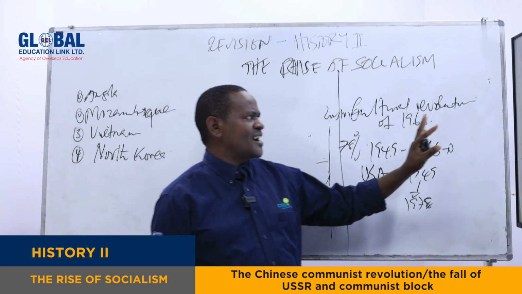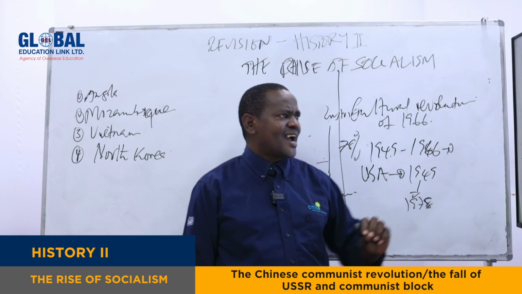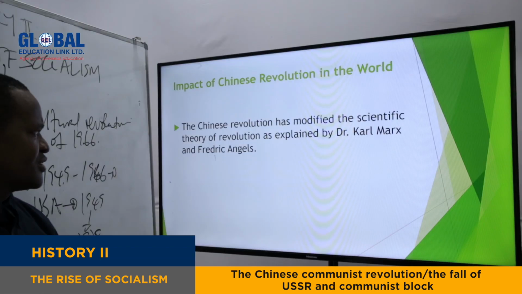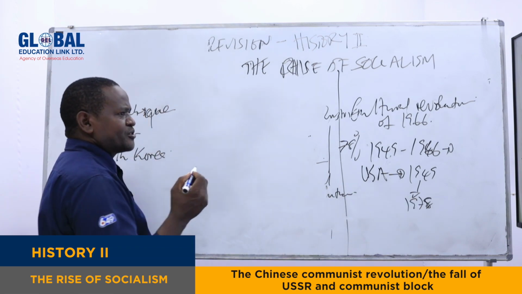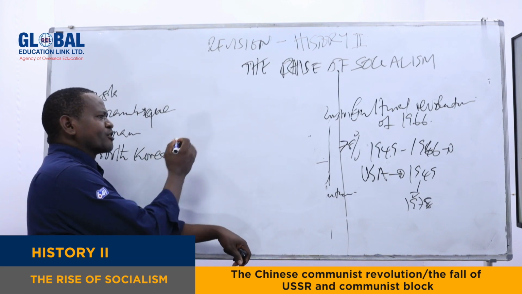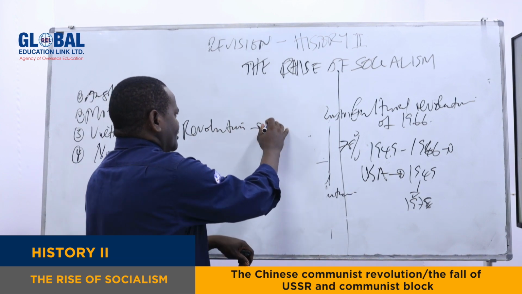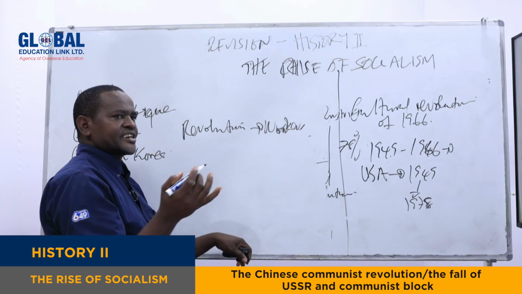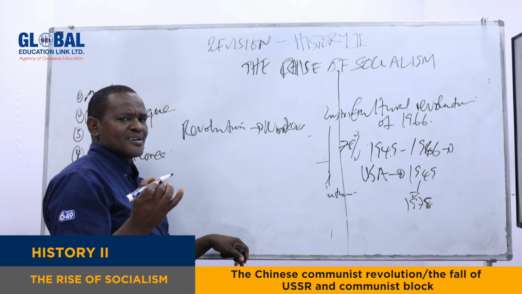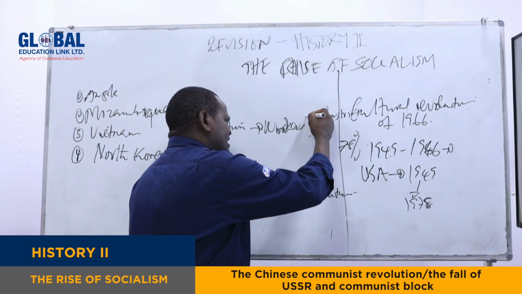And also another impact of the Chinese Revolution in the world is that it modified the scientific theory of revolution as explained by Dr. Karl Marx. They brought a modification of the theory. Why do we say that they modified that theory? For instance, Dr. Karl Marx said, and this was very strict to Marx, that revolution will be done by the workers. There is nowhere Karl Marx, or even Friedrich Engels, has mentioned any other group that could lead revolution. The only group mentioned by Marx is the workers, and he referred specifically to the proletariat.